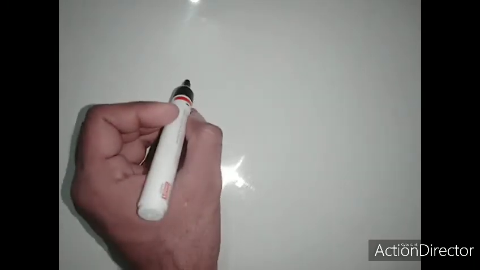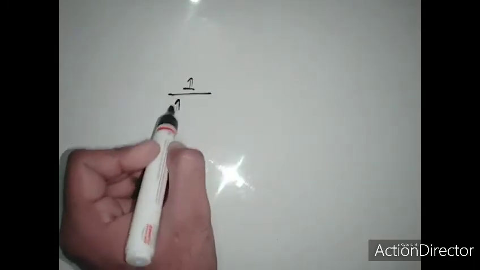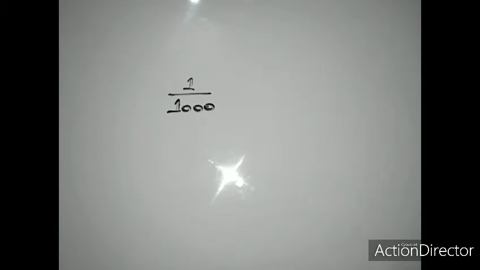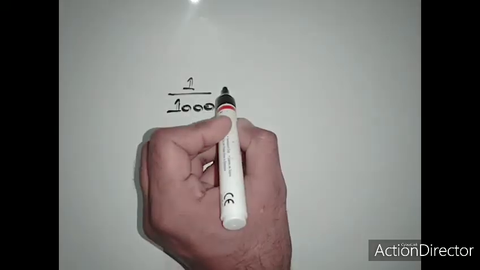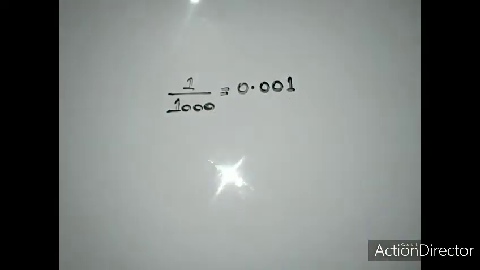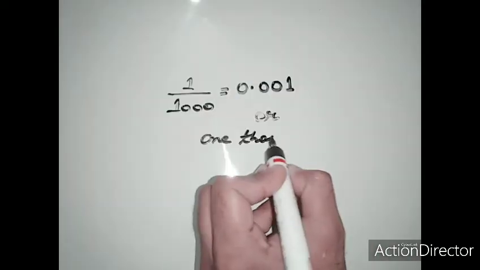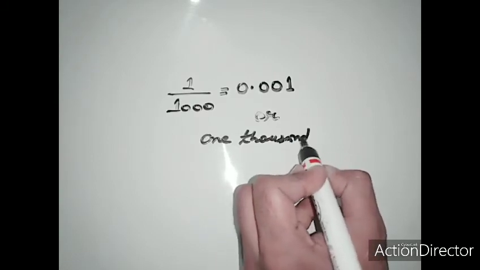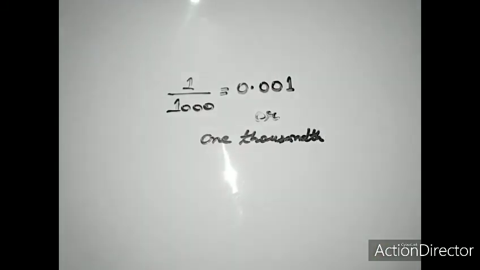Now dear students, if we write the fraction 1 upon 1000, because here we will discuss thousandths, right? The thousandths place in decimals. So we write this number as 0.001, right? 0.001 is one thousandth. Here we will discuss decimals and place value in decimal numbers.